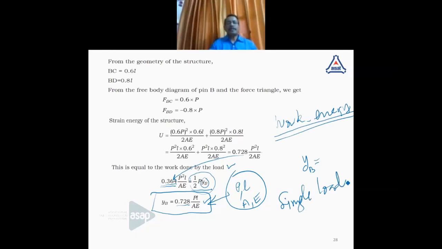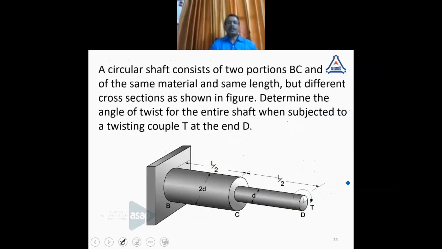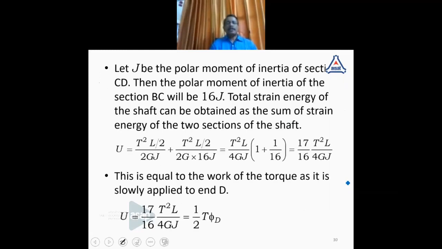If multiple loads are applied, we cannot use the work energy method. And this is another problem which we do not have enough time to explain. But this problem is explained in the textbook, and you can refer to the textbook to see how the problem is evaluated.